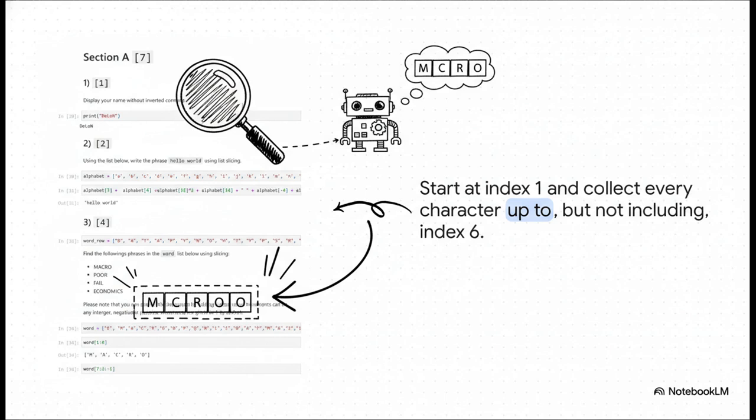Let's try it. For our first word, macro, the solution is word[1:6]. So what's that telling Python? It's saying, hey, start at index 1 and grab everything up to but not including index 6. And just like that, boom, we've pulled our first word right out of that list.